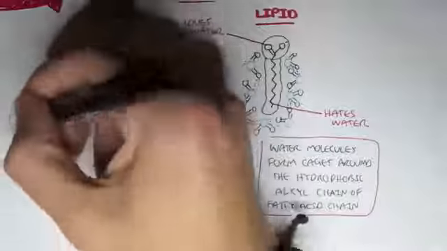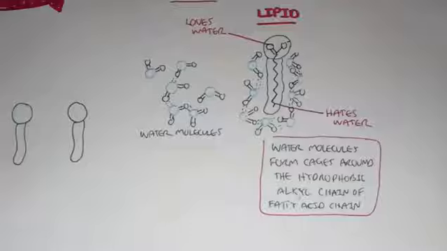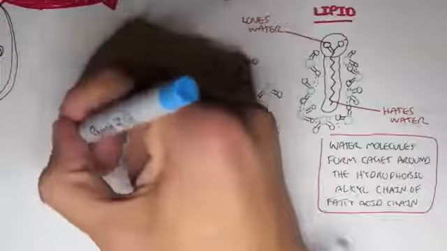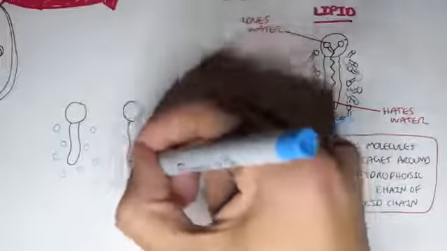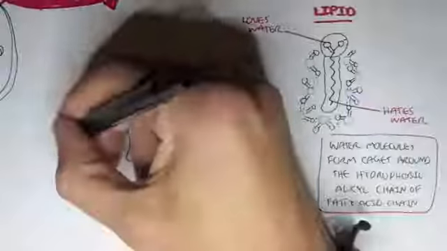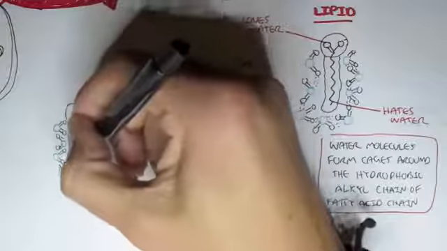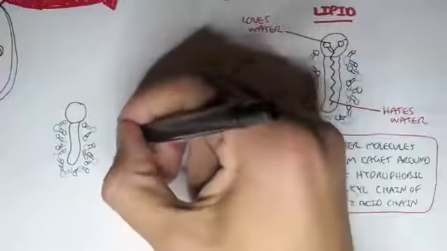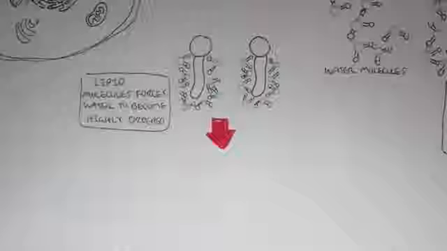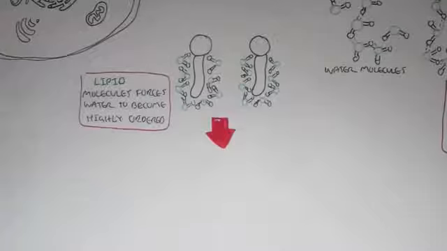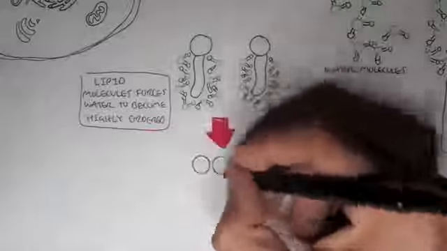So for example, if we have two lipids in solution, the water molecules will surround them, will cage them like so, and will not form bonds with them because the alkyl group is hydrophobic. And this means that the lipid molecule, the hydrocarbon chain, will force water molecules to become highly ordered, so it uses energy.